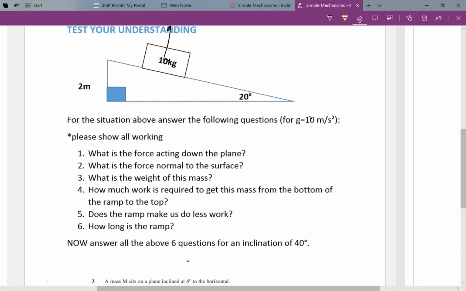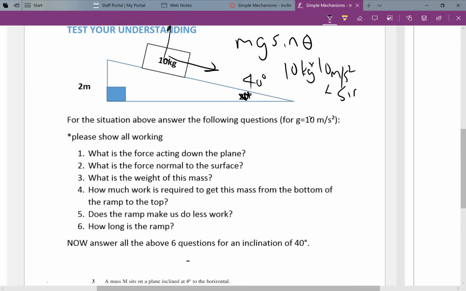So for this figure, if this is 40 degrees, what ends up happening is we use the same formula, mg sine theta, to work out the force down the ramp, but in this case it'll be 10 kilograms by 10 meters per second squared, which is gravity. That doesn't change, times, in this time, sine 40. Okay, so you actually end up with a force acting down the plane of 64.3 newtons. Okay, so 64.3 newtons acting this way down the plane.